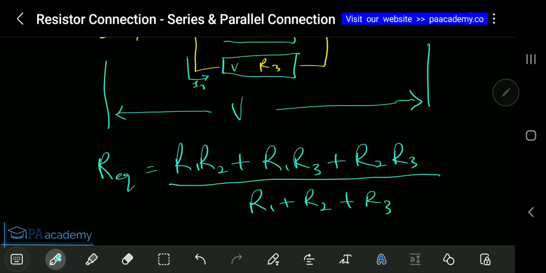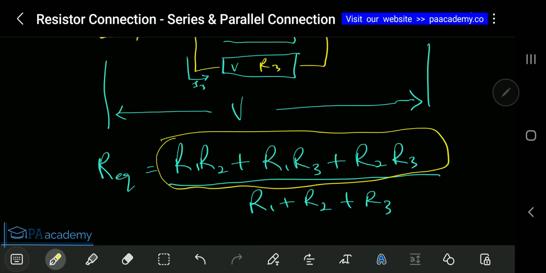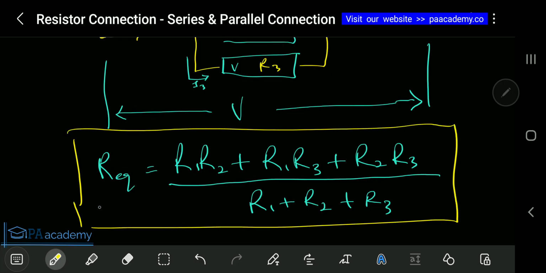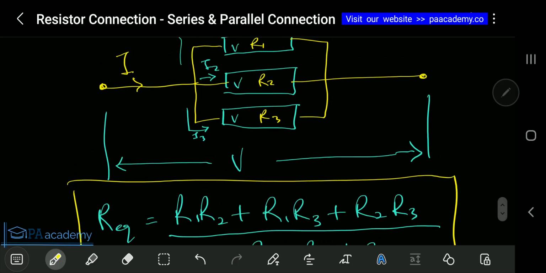Now for the numerator, at the top here, you can arrange it in different ways. Your R1R3 can decide to come first, followed by your R2R3, depending on how you are doing your calculation. But once you have something like this, just know that this is what you are going to have. Let me know in the comment section if you arrive at this answer. So that is it on resistors in series and parallel.